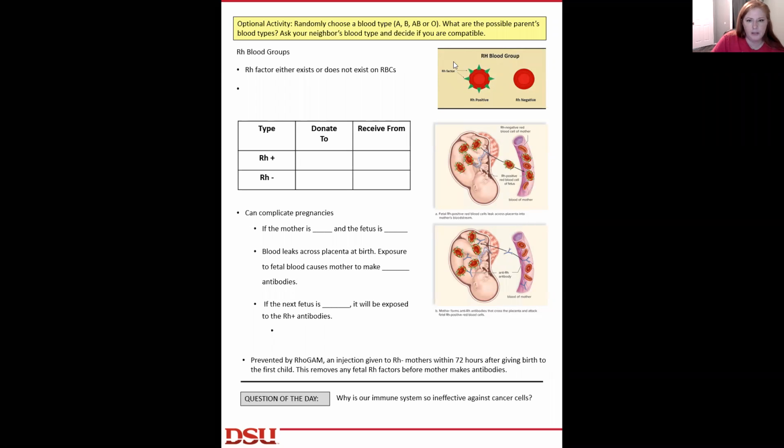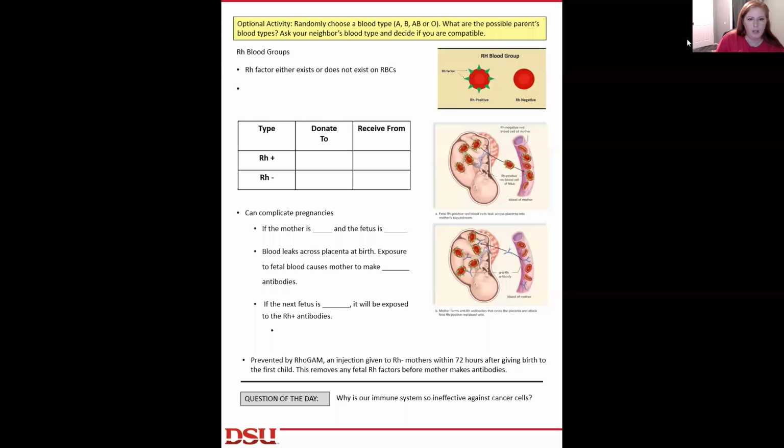Okay, obviously we're not going to be doing this group activity, but let's go ahead and talk about the RH factor or the rhesus factor. RH factor is either there or it's not. And it's another marker on red blood cells. So not only would your red blood cells have the markers that say whether it's type A, B, or AB, but it would also have RH factor markers or not.